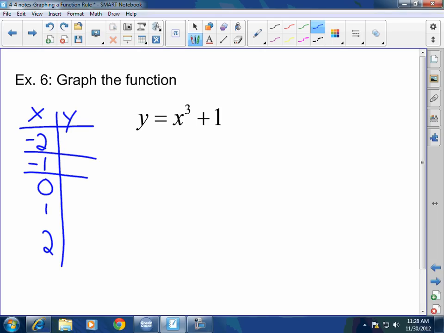Okay, now, pay attention to this, guys. This is where our skills come in. Negative 2 cubed plus 1. What's negative 2 cubed? Negative 8 plus 1? Awesome. What's negative 1 cubed? Negative 1 plus 1. Okay, when x is 0, what's y? When x is 1, what's y? No. 1 cubed is 1. 1 plus 1 is 2. When x is 2, what's y? 9. 2 cubed is 8 plus 1 is 9.